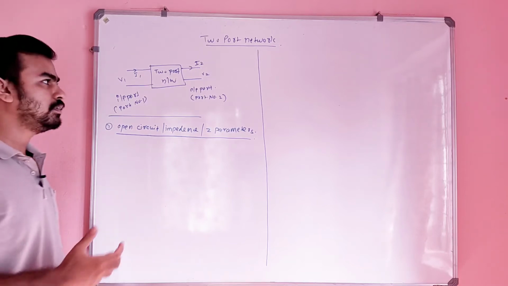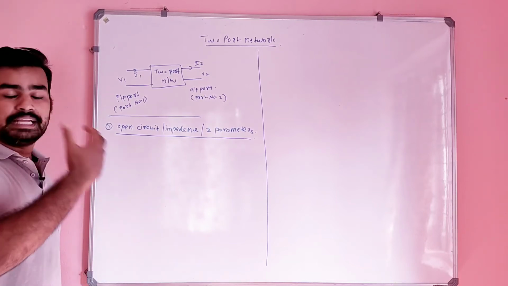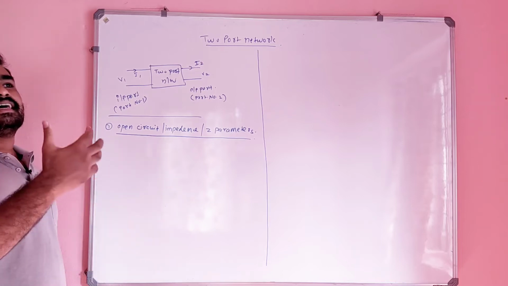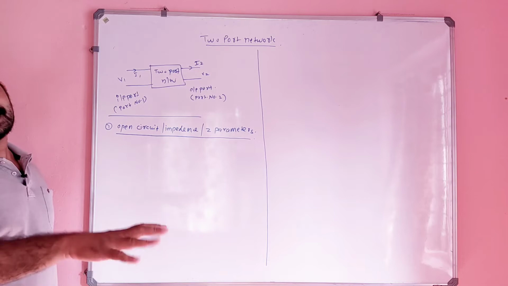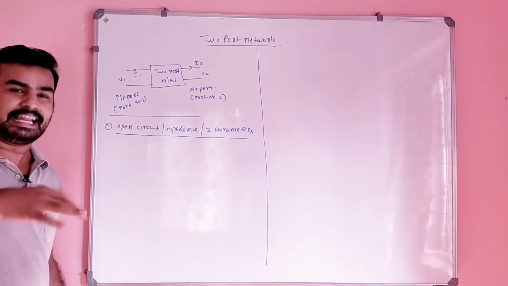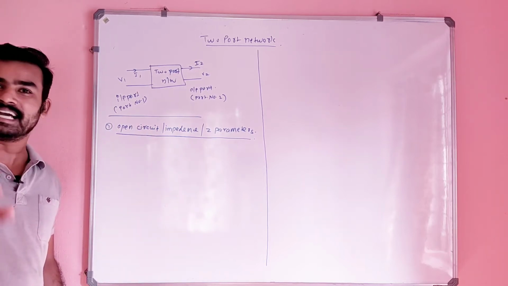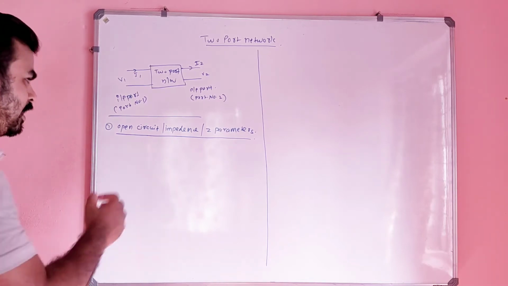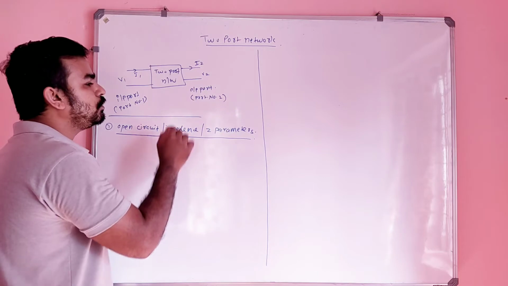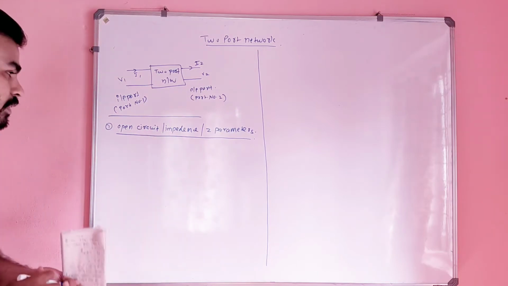Parameters are nothing but input voltage, input resistance, input current, input conductance, like that, and output voltage, output resistance, output conductance. Voltage, current and resistance are all parameters in an electrical system. So let's see what we mean by open circuit impedance or Z parameters.